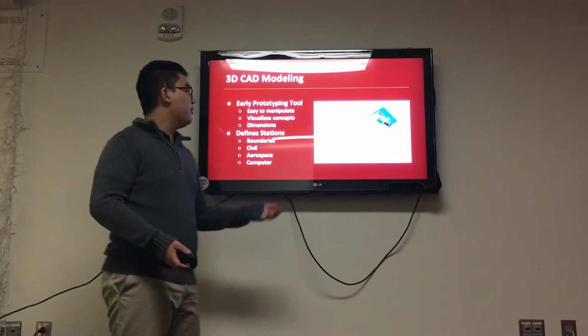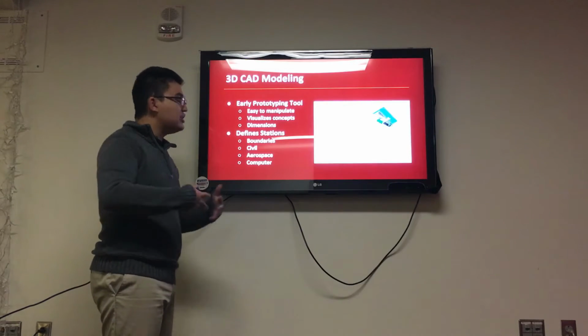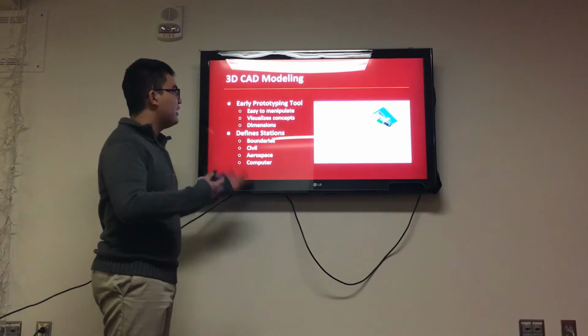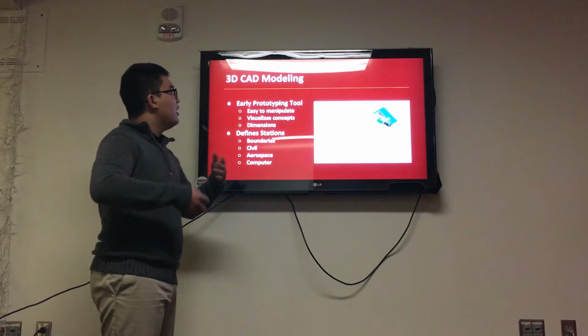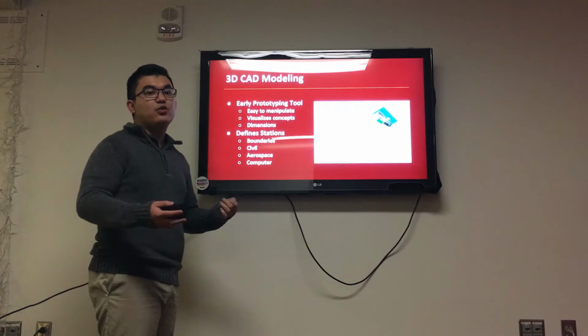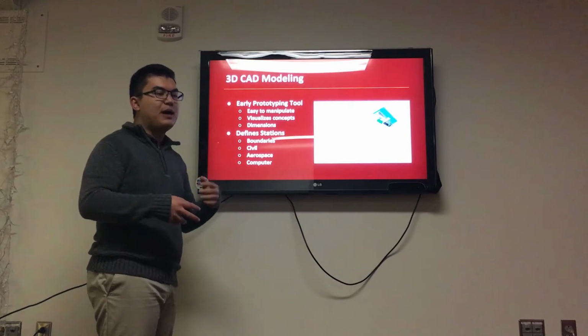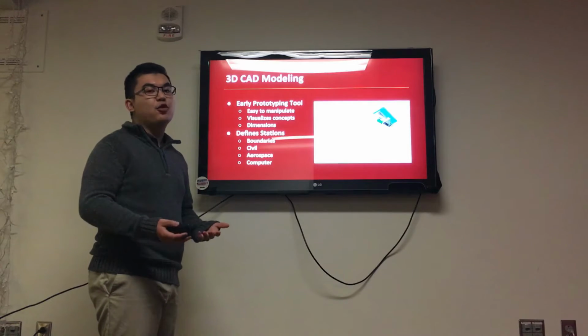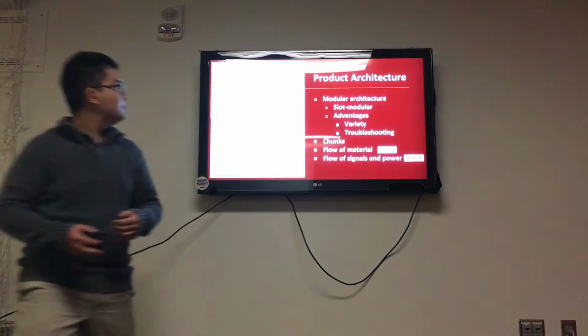One of the most important parts of our Rube Goldberg machine is the connections between the stations. So how will civil connect to aerospace, how will aerospace connect to computer? 3D CAD modeling allows us to visualize and create a solution for these boundaries that we normally aren't planning for but are very important nonetheless.